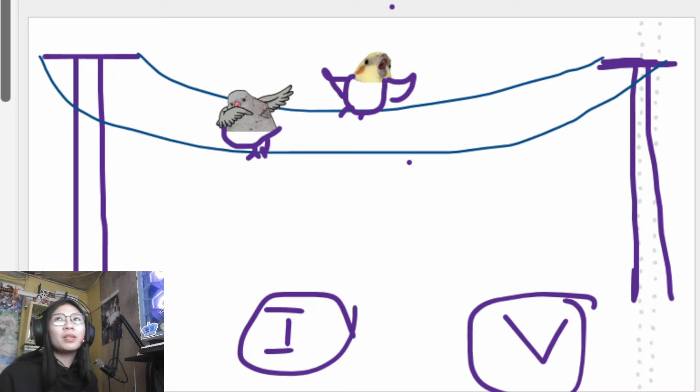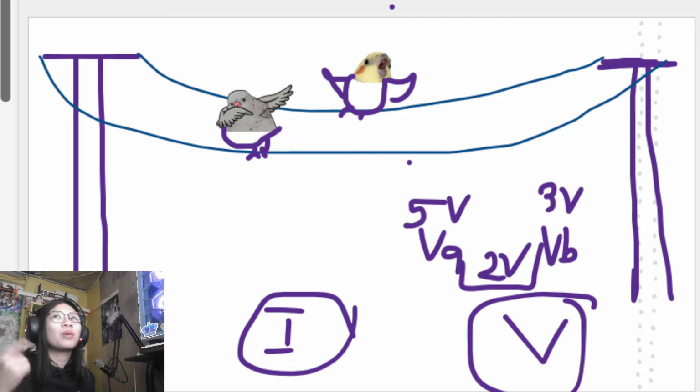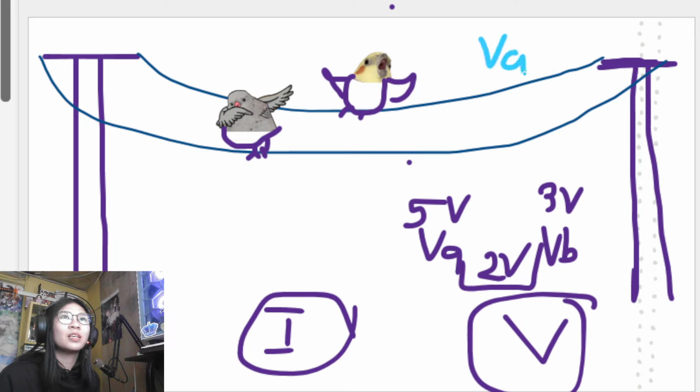Okay, so remember the meaning of voltage. Voltage is potential difference. If you have potential 1 and potential 2, say 5 volts and then 3 volts, then your voltage is the difference between the two. Now, if your birds are on this wiring, the reason they don't get electrocuted is that they have no potential difference. What do I mean by that? Let's say that this wire here is your first potential, and this second wire here is your second potential.